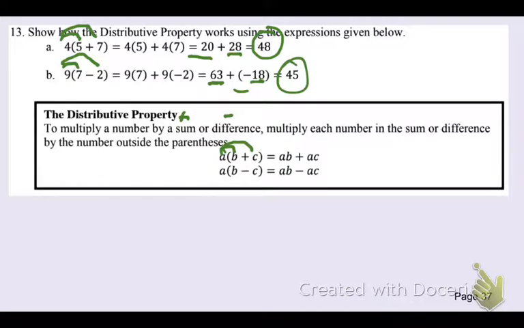So this is an example. When we have two letters right next to each other, it just means to multiply. So it's really saying A multiplied by B plus A multiplied by C. All right, so that's another example of the distributive property. Once we start doing some more problems, it will make more sense. Let's move on to the next slide.